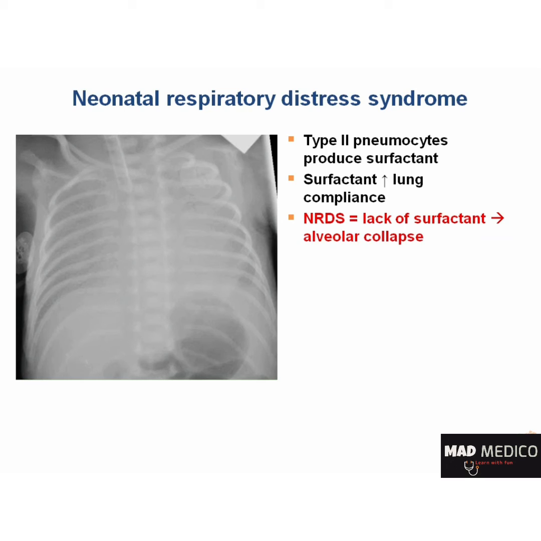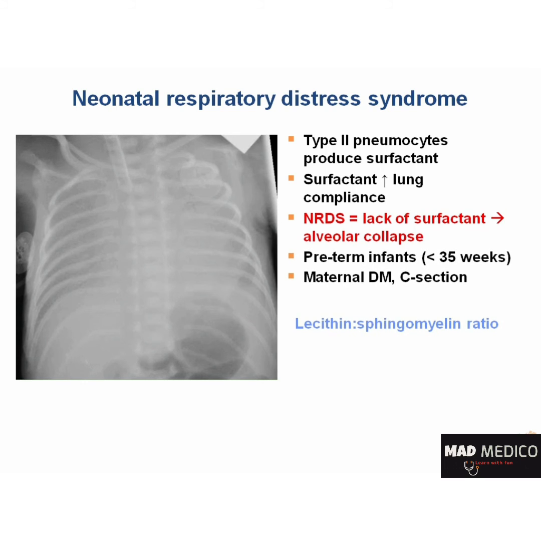So who is at risk of NRDS? Well, classically, it's preterm infants, especially those before week 35. Other risk factors include maternal diabetes and C-section. An important marker of lung maturity is the lecithin to sphingomyelin ratio. You can find this ratio in the amniotic fluid. Both lecithin and sphingomyelin are lipids in surfactant, but it's mostly lecithin that gives surfactant its properties.